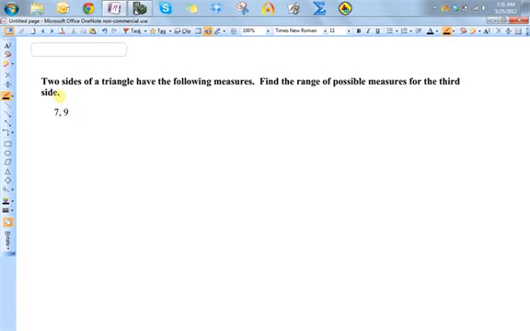I want to find the possible range of values for the third side if I know these two are sides of the triangle. So what I'm going to do is use the triangle inequality that tells me if I sum any two sides, it's going to be greater than the third side. So that means if I add 7 and 9, it has to be greater than the third side, which I'm going to name x. Also, if I take this side x and add it to either one of these sides, it must be greater than the other one. So 7 plus x must also be greater than 9, and 9 plus x must be greater than 7.